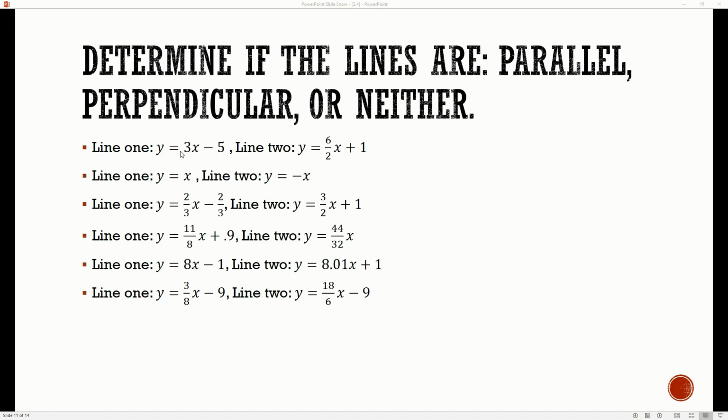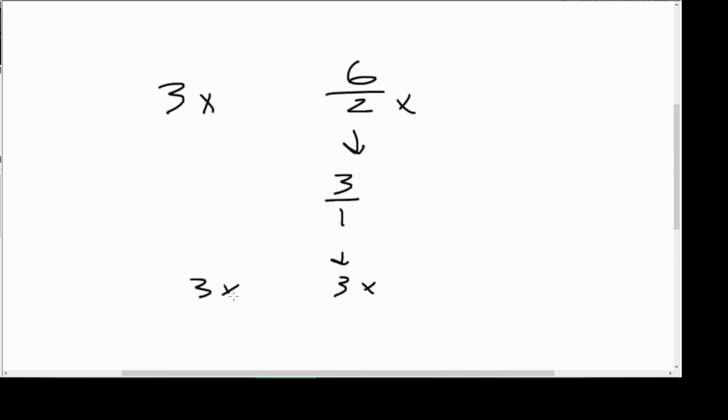Line 1 is y equals 3x minus 5, and line 2, our slope intercept form, is y equals 6 over 2 x plus 1. Right now I'm just trying to figure out if they're parallel, perpendicular, or neither. I'm not going to worry about my y-intercepts right now. I just want to look at my slopes, and I want to make a determination on whether or not they're parallel, perpendicular, or neither, based only off the slopes. That's very important to keep in mind here. So my line 1 has a slope of 3x, and my line 2 has a slope of 6 over 2x. Well, this simplifies to 3 over 1, which again simplifies to 3x. 3x is equal to 3x. Therefore, these lines for number 1 are parallel.